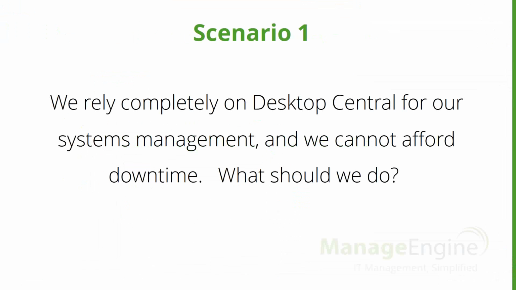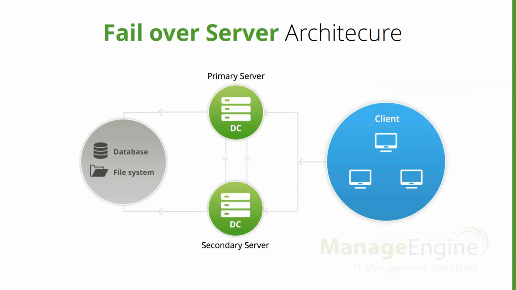We rely completely on Desktop Central for our system management, and we cannot afford downtime. So what should we do? We have a failover server architecture. This is going to be an additional cost. This failover server has both a primary and a secondary server, and both servers have access to the database and the file systems, like the Desktop Central file systems and the database. And this has to be with an MS SQL database. That's mandatory. When this is provided, in case anything goes wrong with the primary server, the secondary server will switch over and take the task, to ensure that all the management processes are smooth.